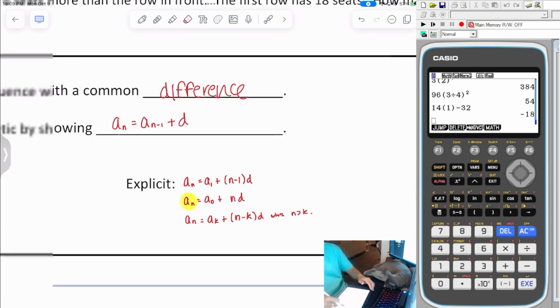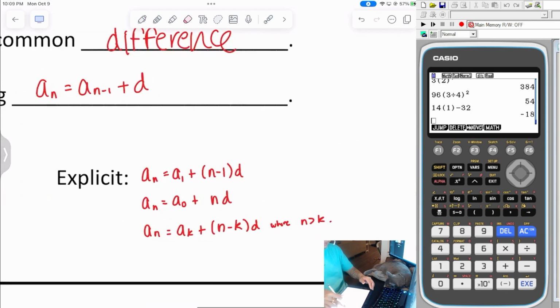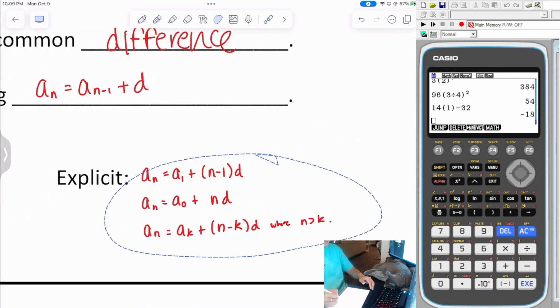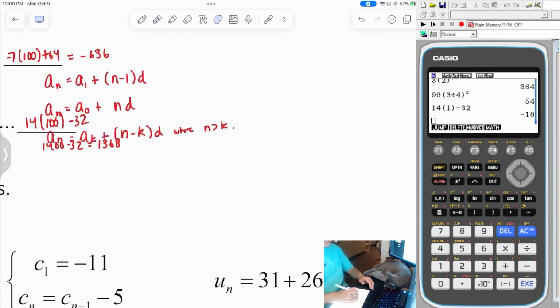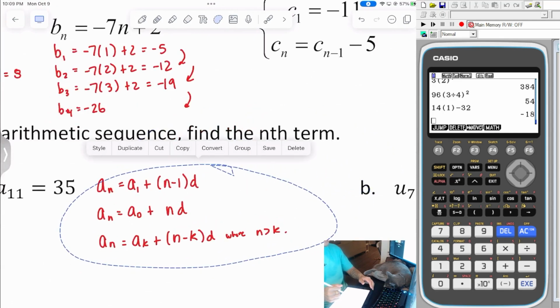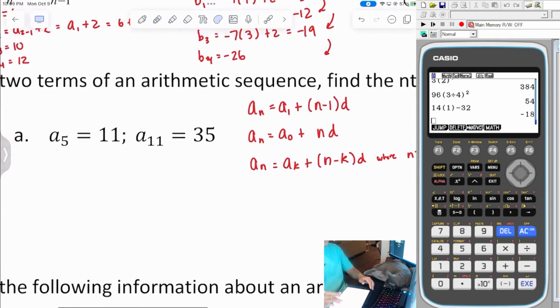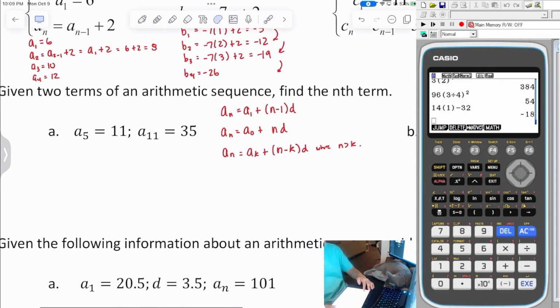Alright, let's continue. Let's scroll back up. And actually, I might duplicate these equations in case I want to reference them as I go through these problems. So let's duplicate, bring them up to where we were just at, and continue, to see if we can use these to help us out. So this one says, number 3, given two terms of an arithmetic sequence, find the nth term.